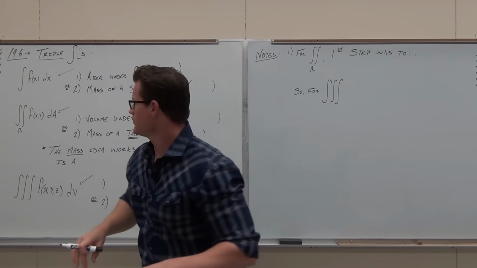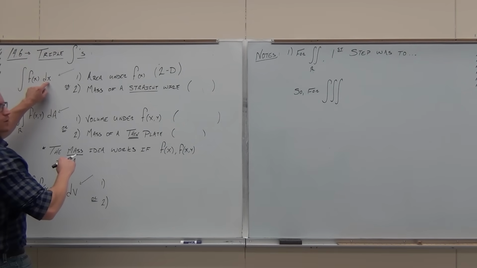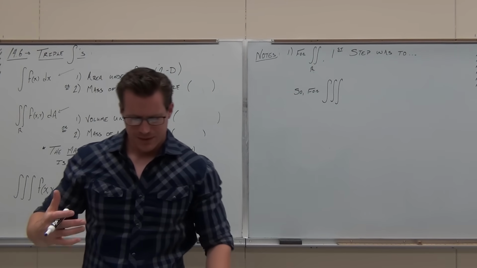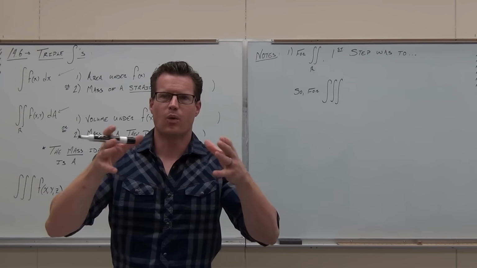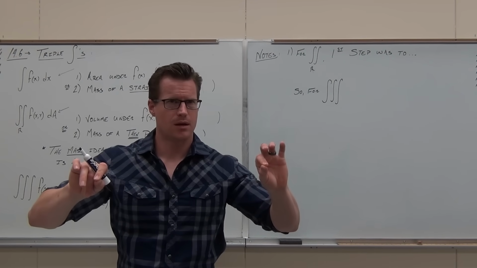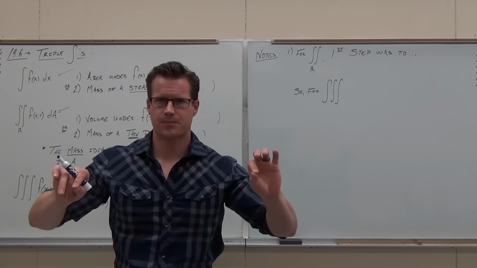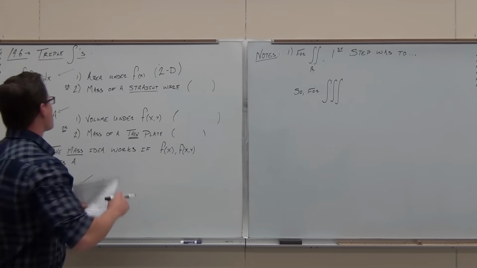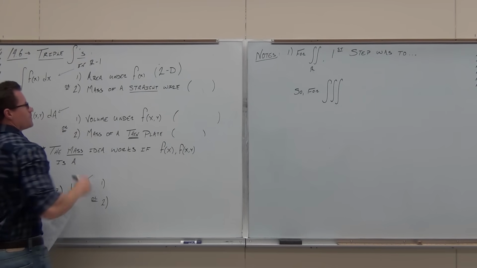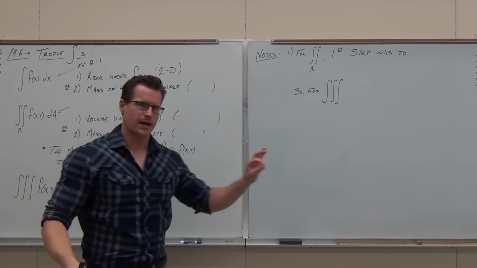However, we know that along the x-axis, that's R1, that's a 1D integration. We're only going along one axis. Does that make sense? That's only along one axis.